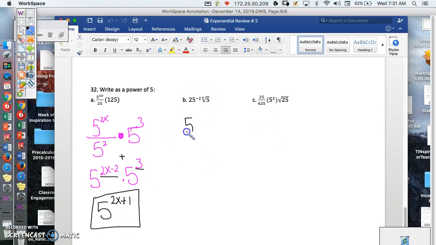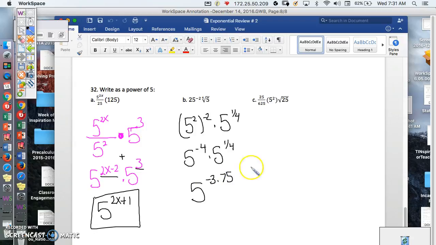Same thing for this one. So 5 squared to the negative 2 times 5 to the 1/4. Well, we multiply, so 5 to the negative 4 times 5 to the 1/4. And bases are the same, so then we add. So 5 to the negative 3.75.